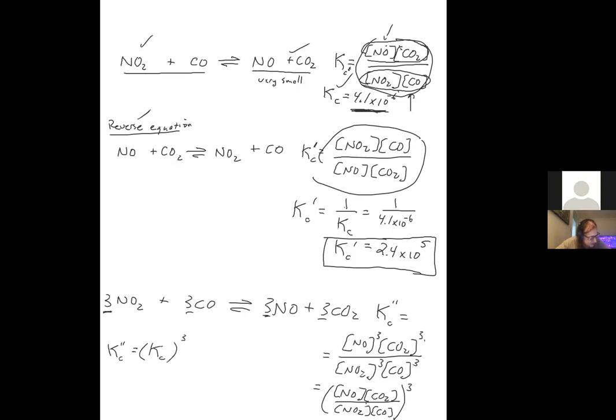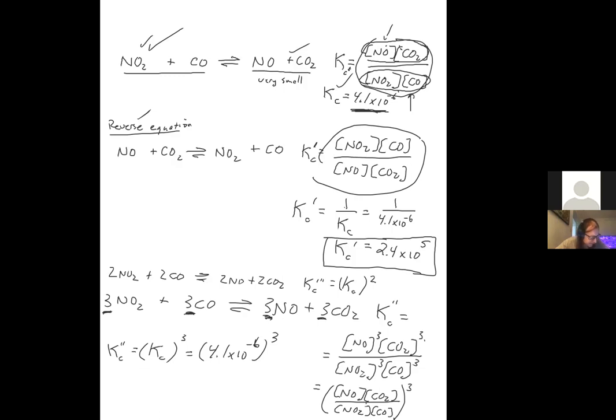So anytime you see that the original equation has been multiplied by some value, you just take your original Kc and you raise it to that same value. So if I'd multiplied, suppose it had been 2 NO2, well, then I would square it, right? So now your Kc triple prime would just be Kc squared.